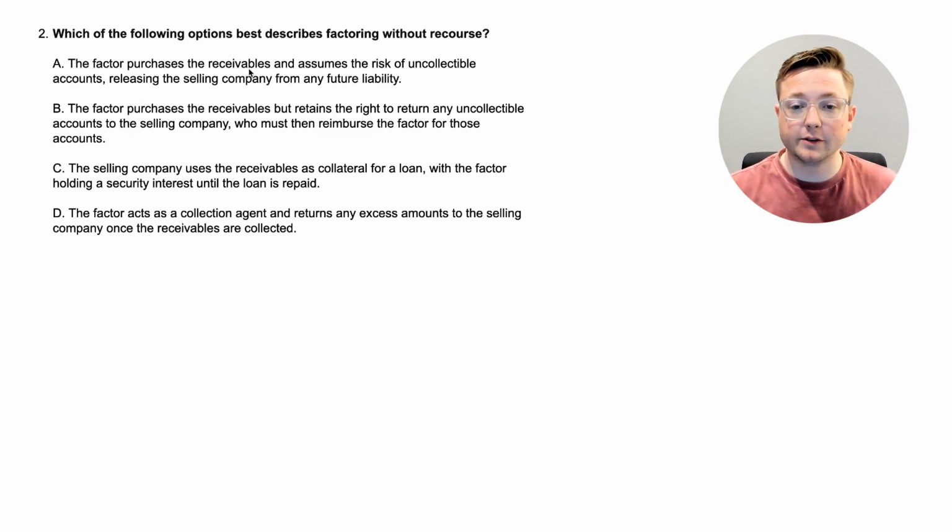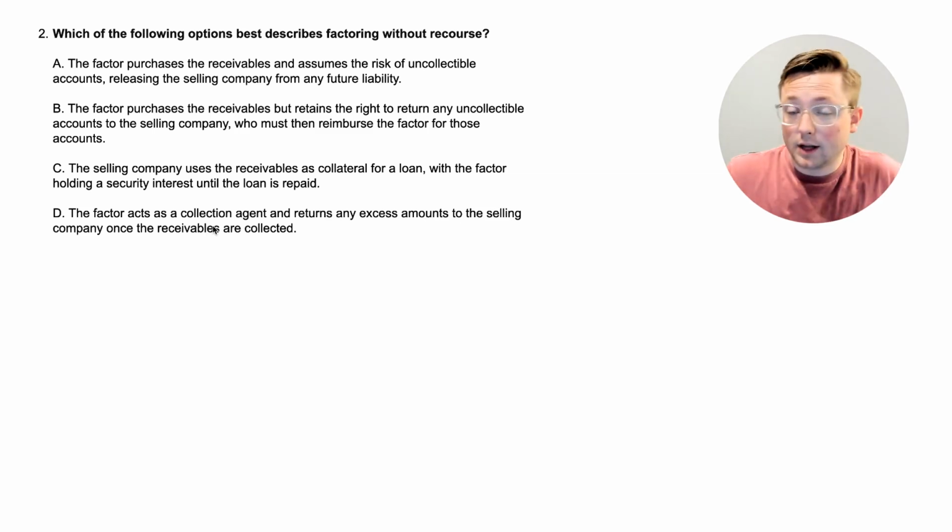The factor purchases the receivables and assumes the risk of uncollectible accounts, releasing the selling company from any future liability. Okay, the factor purchases the receivables but retains the right to return any uncollectible accounts for the selling company, who must then reimburse the factor for those accounts. Okay, the selling company uses the receivables as collateral for a loan, with the factor holding a security interest. So that one seems a little bit less likely just because we were talking about something already that had collateral. So maybe factoring has collateral, but that seems like it might not be along the same lines. The factor acts as a collection agent and returns any excess amounts to the selling company.